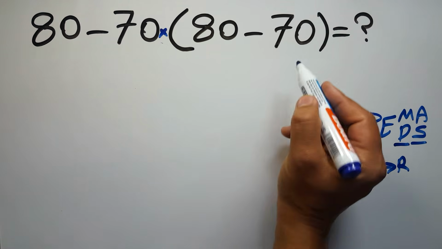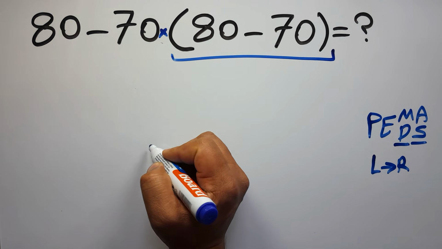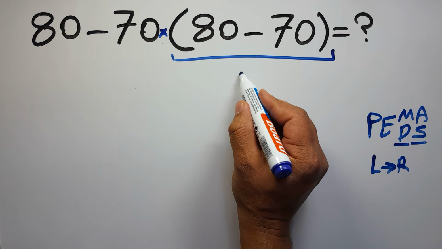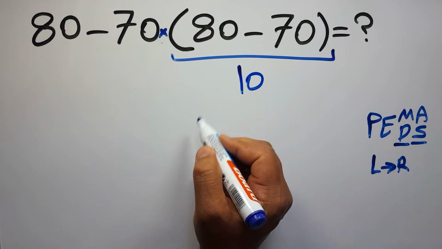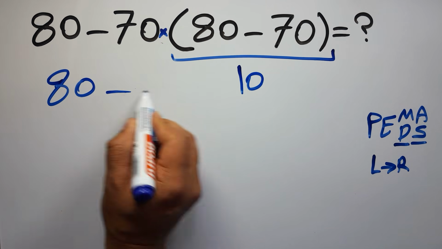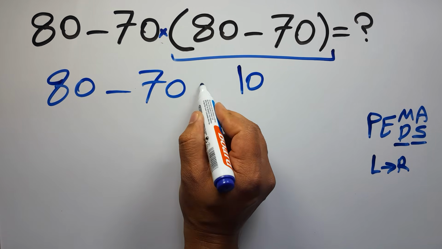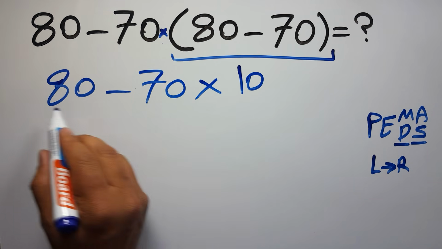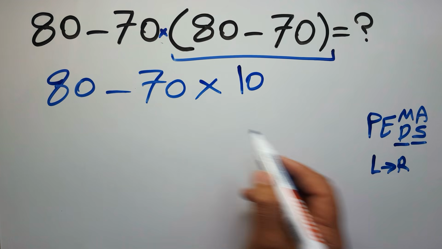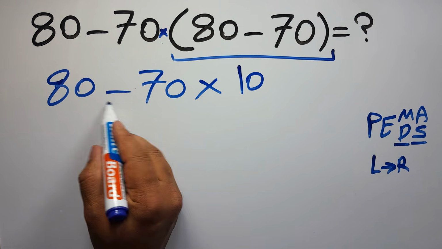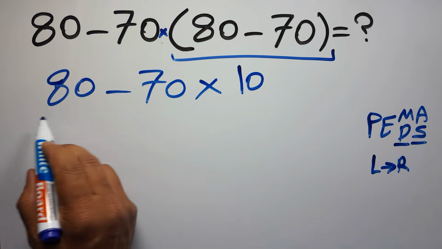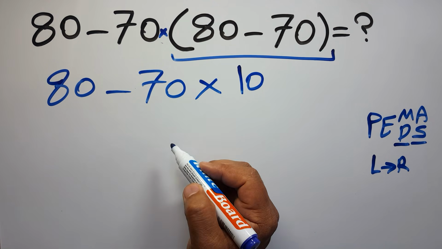So first we have to do this parentheses. Inside this parentheses, we have 80 minus 70, which equals 10. So we have 80 minus 70 times 10. Now, in this expression, we have one subtraction and one multiplication. According to PEMDAS, multiplication has higher priority than subtraction, because multiplication comes before subtraction. So here, first we have to do this multiplication.